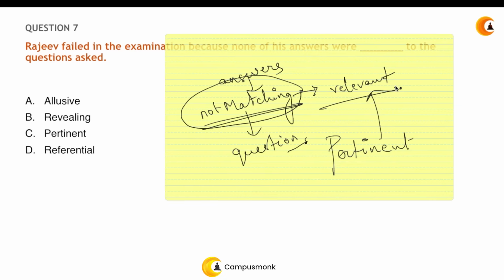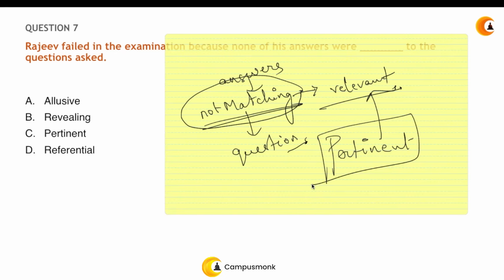When it comes to culture, generally the word is used, right? That his culture is somewhat pertinent like that of mine, right? That means his culture is somewhat relevant to that of mine. Okay, not completely, but somewhat. It basically is used in the form of culture, but yeah, pertinent actually means relevant. Okay, pertinent means relevant. So Rajiv failed in the exam because his answers were pertinent to the questions asked. Okay, pertinent.